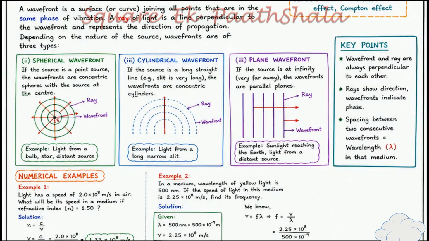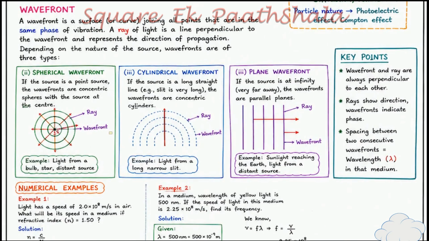Looking at these three diagram boxes, the light source's shape dictates the wavefront's geometry. Take a light bulb. Acting as a point source, it radiates energy outward, creating concentric spheres. But forcing light through a slit changes the geometry. This linear source creates concentric cylinders.